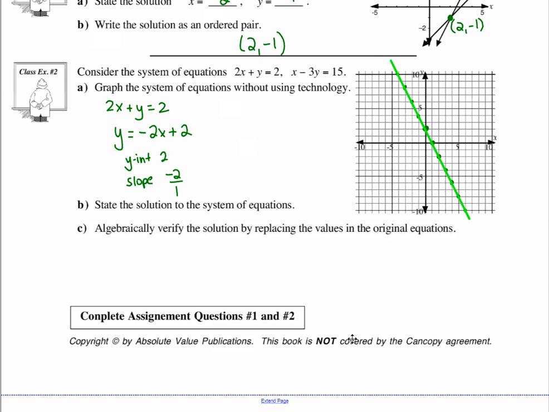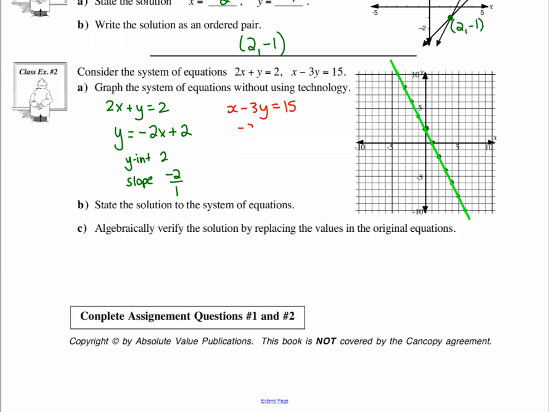Especially if you're graphing by hand, you really want to do a good job at drawing that line. So you don't want to make a rough sketch because you need to see that intersection point. Okay, next equation. First step to getting y by itself, move the x.